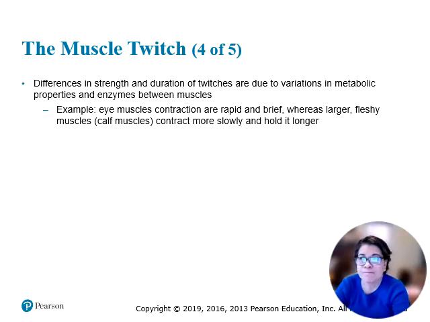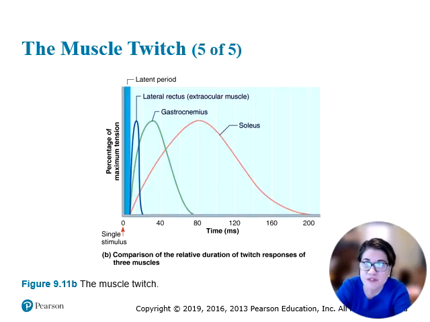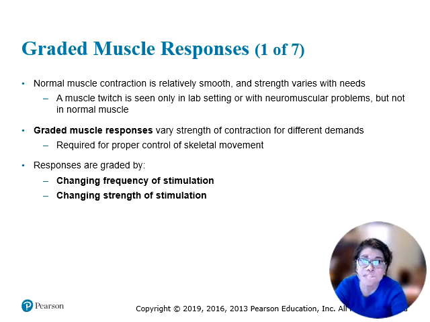It depends on what muscle is doing the twitch. Eye muscles are going to be really fast. You might have had twitches in your eye muscles when you're tired. Larger muscles are going to contract more slowly. So here's a comparison. This is your eye muscle, your gastrocnemius, and your soleus. The bigger the muscle, the longer the time. And this is in milliseconds, so this is still really short. I don't think you would really notice the time difference.